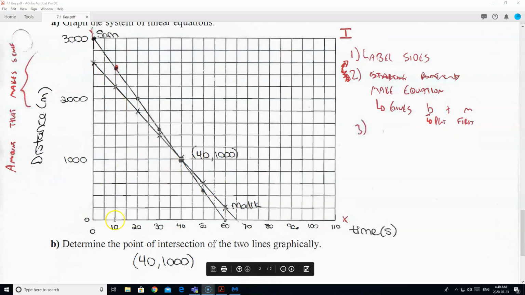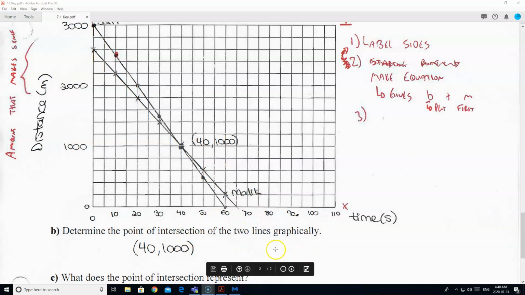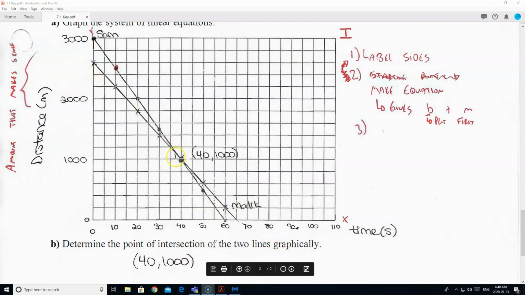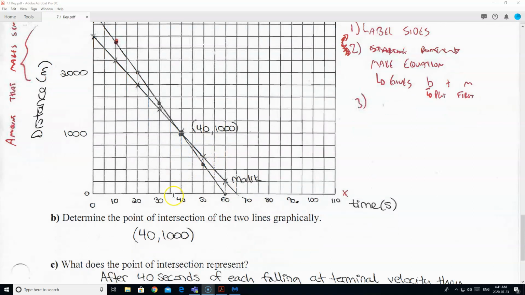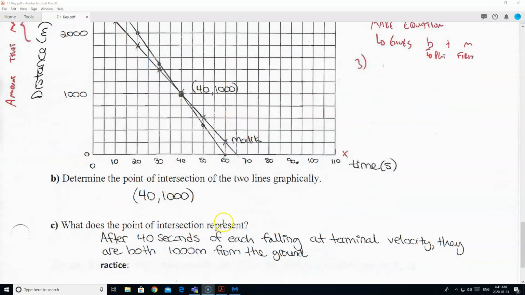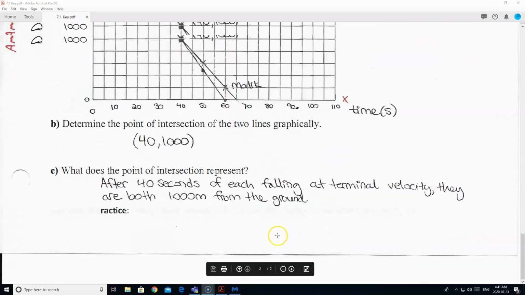Okay, so determine the point of intersection of two lines graphically. So once we've done the graph, the point where they cross or intersect is going to be the solution. So here we go. So 40, 1,000. 40 is, again, representing the time. At 40 seconds, they're at 1,000 meters. So at 40 seconds, they're both at 1,000 meters above the ground, right? That's all that's saying. What does this point of intersection represent? Okay, we just talked about that. So after 40 seconds of each falling at terminal velocity, they are both 1,000 meters from the ground. Okay, and that's pretty much it.